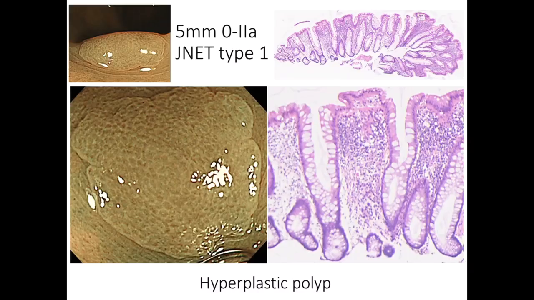This polyp was resected by snare polypectomy. The histopathological images on the right-hand side show serrated glands without any dysplastic change, so it is diagnosed as hyperplastic polyp.